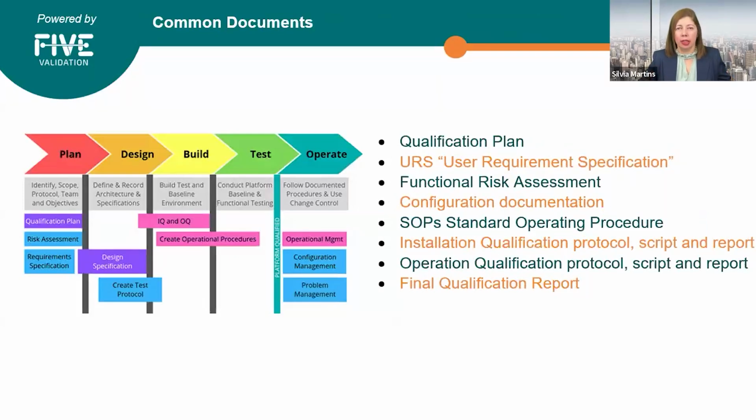Here we outline the typical documentation required throughout the life cycle of IT and OT infrastructure qualification. Key documents listed: qualification plan, URS (user requirement specification), functional risk assessment, configuration documentation, SOPs (standard operating procedures), installation qualification protocol, script and report, operational qualification protocol, script and report, and final qualification report. Again, remember that the conventional IQ/OQ terms can be replaced by configuration tests and/or functional tests, for example.